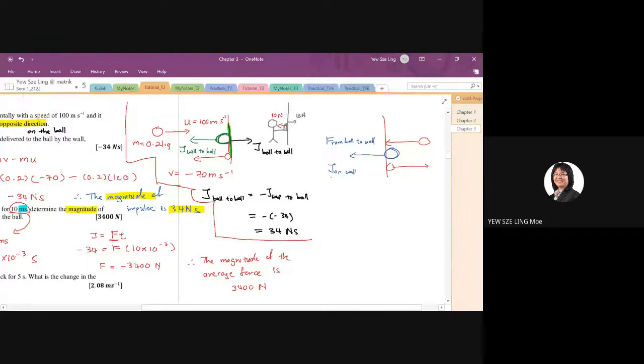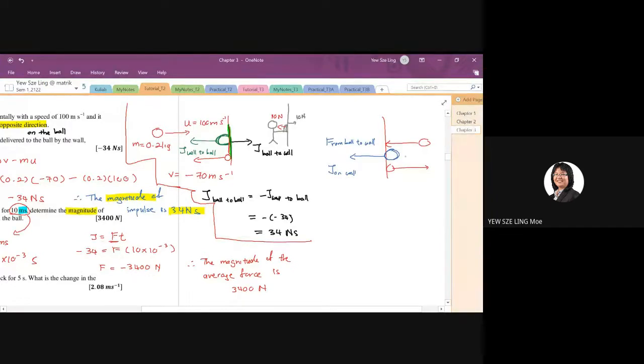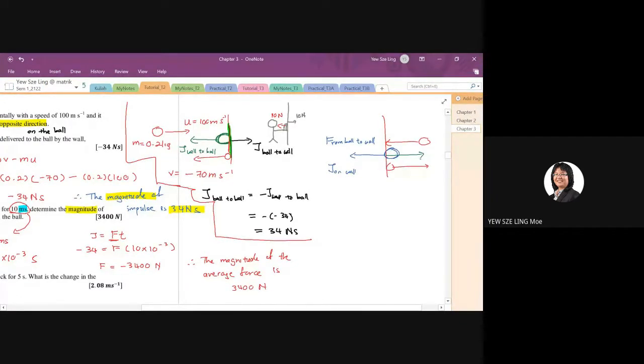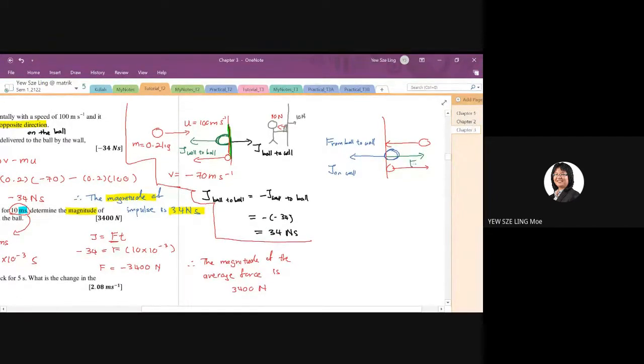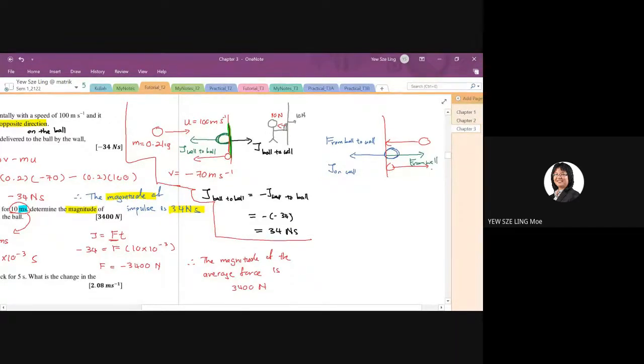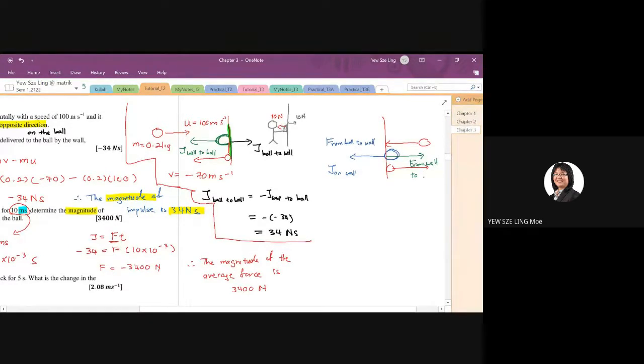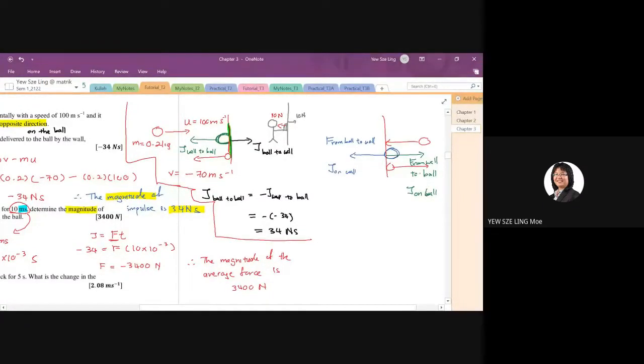So if the question is asking for the J on ball, then it will be going to the right hand side. The green color arrow is from wall to ball, the impact exerted on the ball from the wall. So this is our J on ball. In this case, our J on ball is positive.